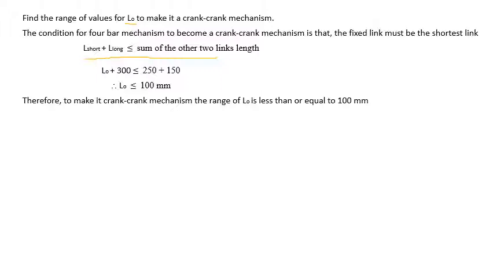Since the fixed link is the shortest link, in place of the shortest link we need to substitute L naught, because we have to find the length of the shortest link. Then in the given problem, the longest link is 300. So the rest of the other two link lengths are 150 and 250 mm. Therefore from this equation, if we solve for L naught, we got L naught is less than or equals to 100 mm. So in order to make a double crank mechanism, the L naught value should be less than or equals to 100 mm.